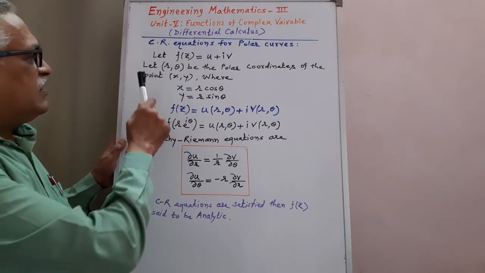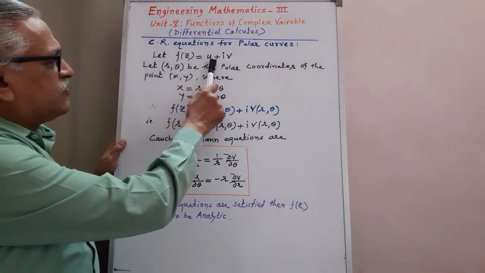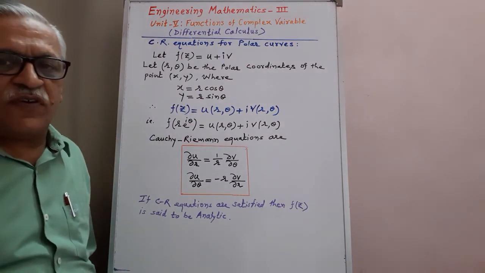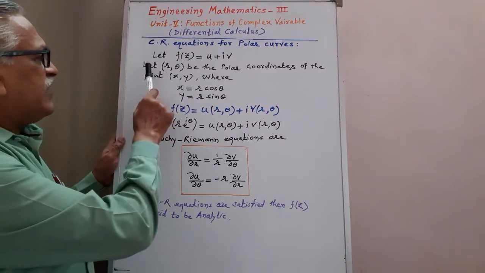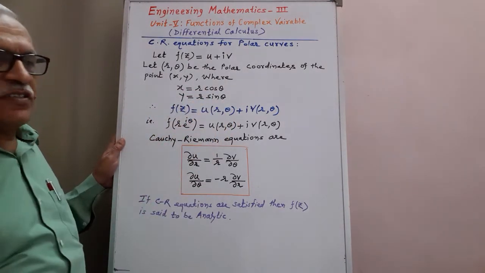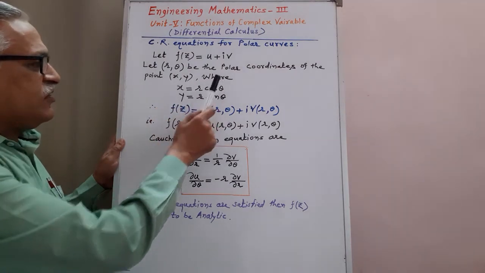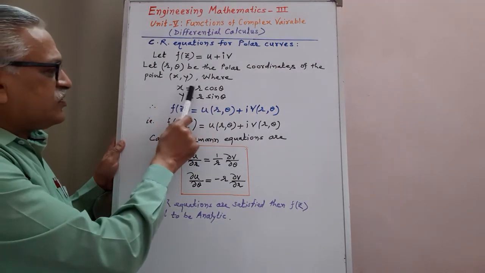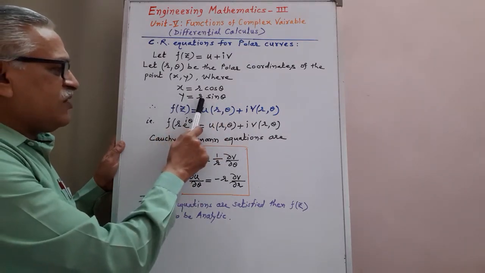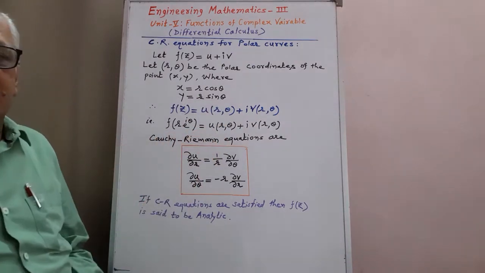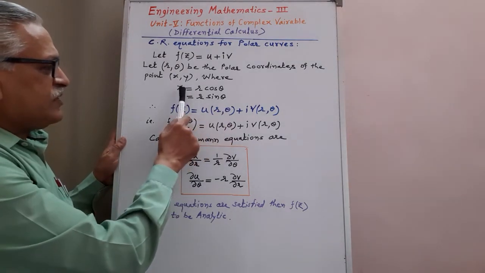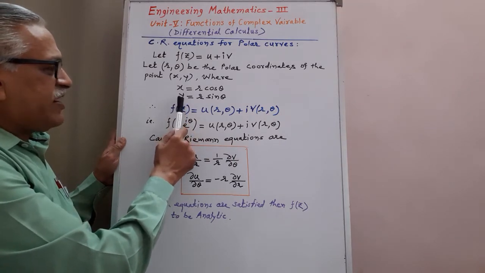Let f of z is equal to u plus iv, where u and v are functions of x and y. Then let r and theta be the polar coordinates of the point (x, y), where x is equal to r cos theta and y is equal to r sin theta. These are the equivalents to convert Cartesian to polar form. Cartesian coordinates are x and y.